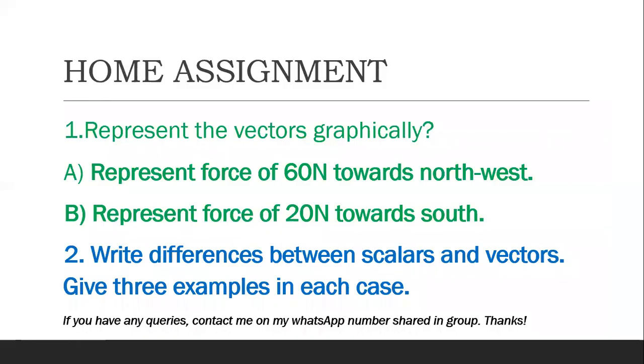Your home assignment for today: you have to represent a force of 60 Newton towards northwest, and in part B, you have to represent a force of 20 Newton towards south. You will follow those simple steps. First, you will draw the directions, then you will select a suitable scale. You will take 2 perpendicular lines, point O, the origin. From there, you will draw the vectors. You have to select a good scale, or you can choose the scale 1 centimeter is equal to 10 Newton, and then 6 centimeter is equal to 60 Newton. Similarly for 20 Newton as well. It will be pretty easy for you to draw.